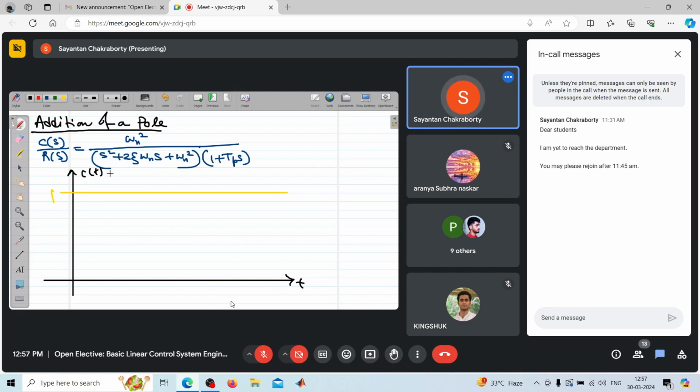So for Tp equal to 0, this is the typical response for Tp equal to 0. That is a second order system, or I should not say second order, the original system. Now for Tp equal to 1 or Tp equal to 0.5, say, what will we have?